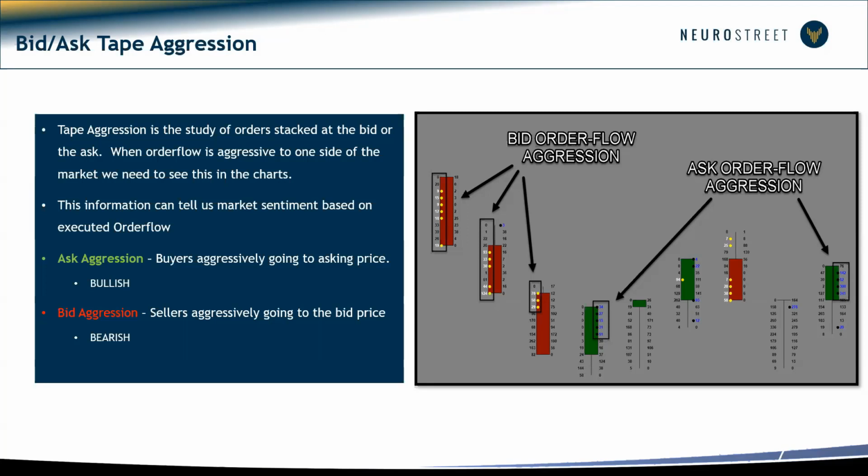So when we talk about time and sales, you either have buyers at the bid, sellers at the bid, buyers at the ask, sellers at the bid, okay? Or maybe I messed that up. Ask aggression, bid aggression. Keep it simple. So the concept is when you have bid order flow aggression, bid order flow aggression is on the left side of your price bars, okay? Bid order flow is when sellers are going to the bidding price. When you have ask order flow aggression, you have buyers going to the asking price, okay?